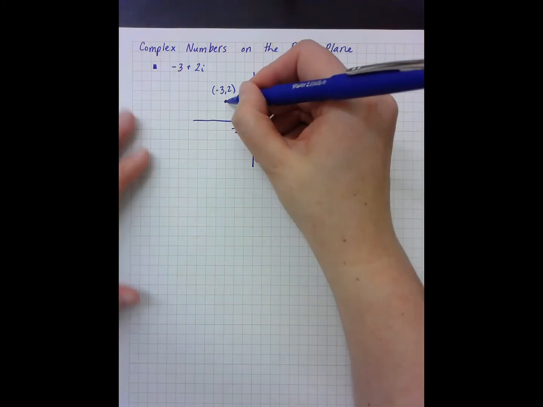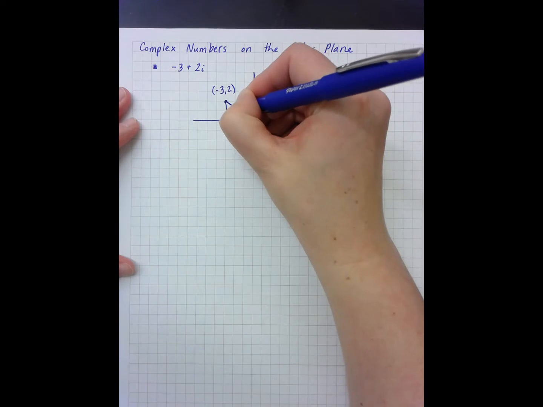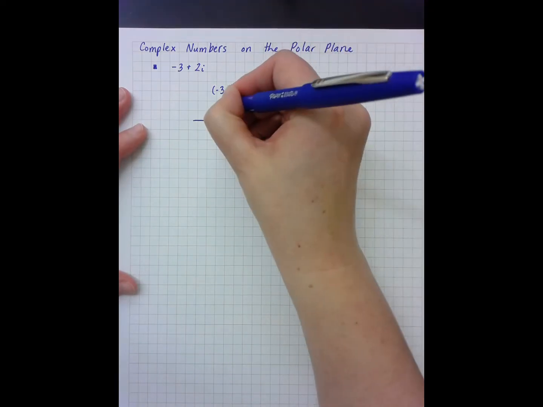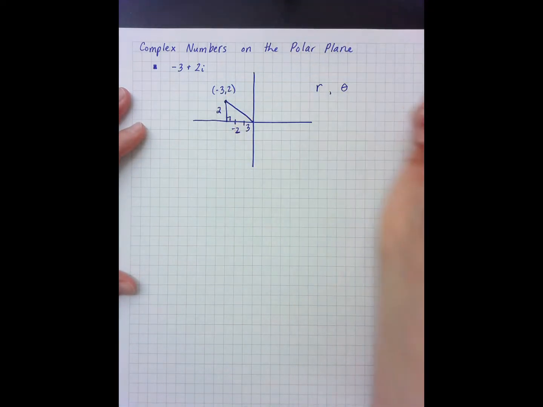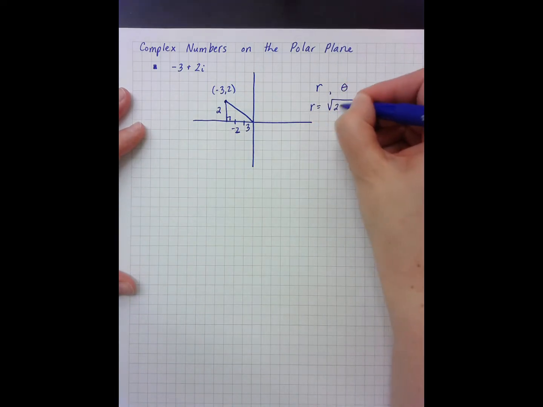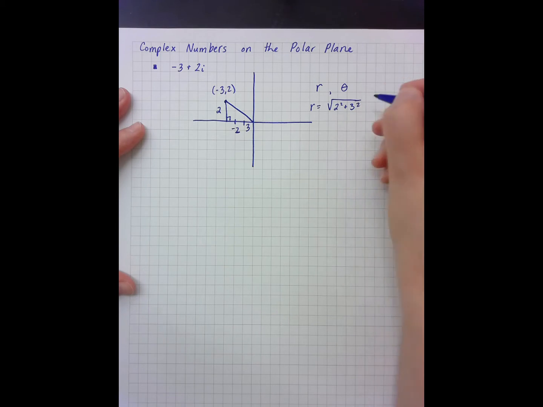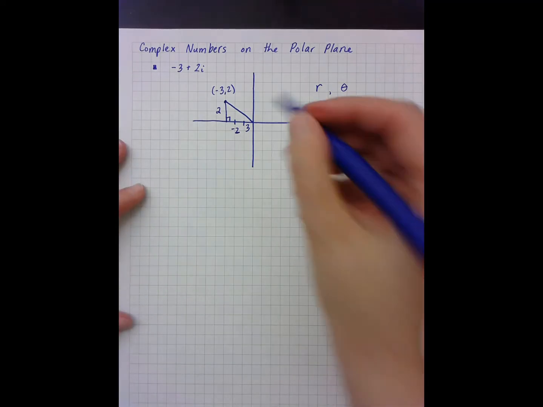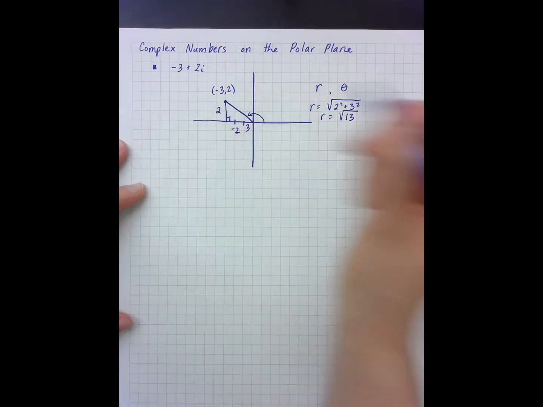So the radius is Pythagorean theorem. I make this lovely triangle. I have this as a length of 2, and this is a length of 3. And so my radius is the square root of 2 squared plus 3 squared, which is the square root of 13. For my theta, I'm looking for this angle.